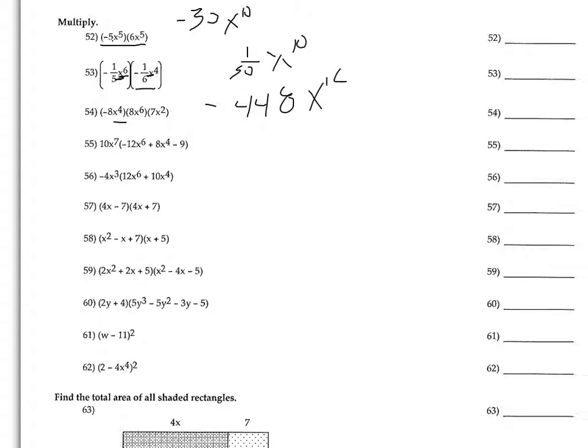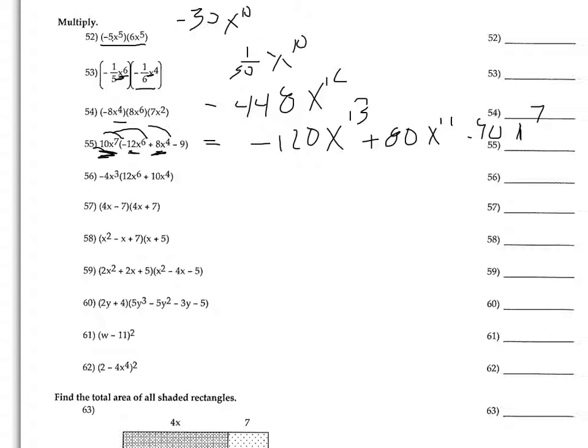So now a monomial times this trinomial, we're just going to distribute in here, here, and here. So first we have our 10x to the 7th times negative 12x to the 6th. Multiply the numbers, negative 120, x to the 7th times x to the 6th, x to the 13th by adding those exponents together. Our 10x to the 7th times our 8x to the 4th is going to be 80, x to the 7th times x to the 4th, add them up, x to the 11th. And then negative 9 times our 10 is negative 90, and we have an x to the 7th right there.